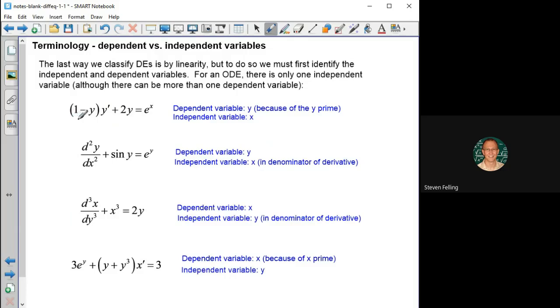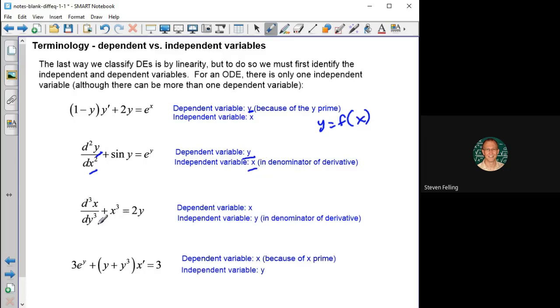So in this equation, I see a y prime here. So there's a derivative that has a y. That tells me that the dependent variable is y. In other words, y is some function of the other variable here, which appears to be x, right? So the independent variable would be x, and y is the dependent variable because it depends on x. And the clue is the prime here. Y prime means that y is the dependent variable. Here we have a second derivative of y in terms of x. That's telling me that y is the dependent variable and the independent variable is x.